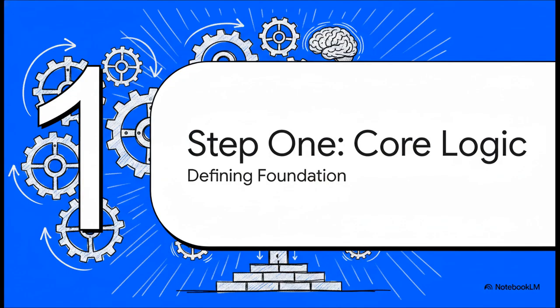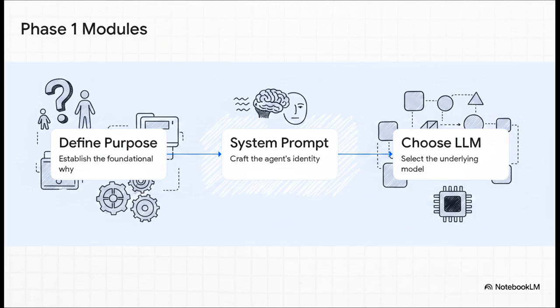Let's kick things off with Step 1, core logic. Just like building a house, your AI absolutely needs a foundational base to stand on. Step 1 is defining your purpose and scope. You got to establish your why. Next, we move into system prompt design, and finally, we choose the underlying large language model. These 3 sequential building blocks really define both the why and the brain of your entire operation.